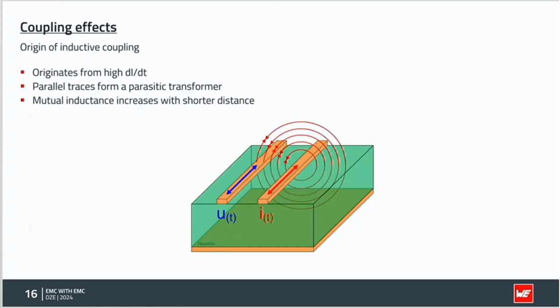We also have inductive coupling. Inductive coupling is generated by a magnetic field that induces current into a nearby conductor. That means if there is no nearby conductor, you will have no current. So, of course, the space between those two things matters.